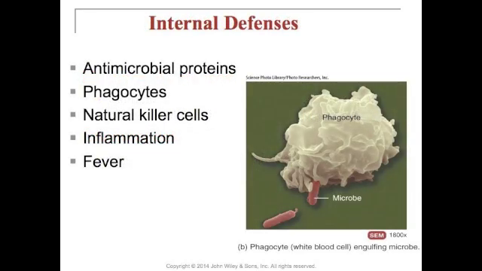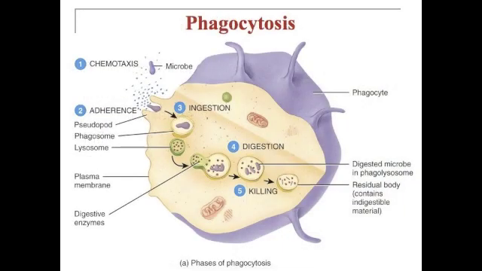Continuing on with the innate immune system, we'll talk now about internal defenses, and this is figure 22.9 on page 861. Some internal defenses include antimicrobial proteins, phagocytes, natural killer cells, inflammation, and fever. Moving on to the next slide, this is also figure 22.9 on page 861. But now we have a cartoon of a phagocyte, and the major types of phagocytes are neutrophils and macrophages.